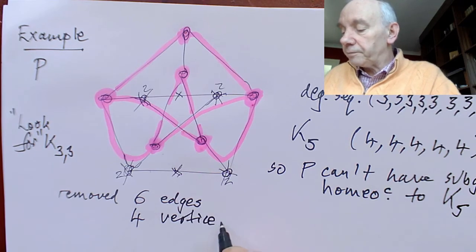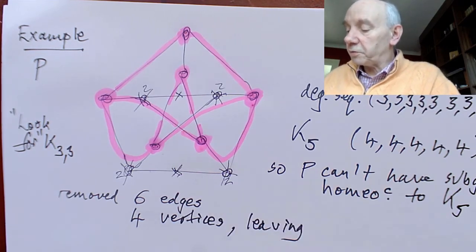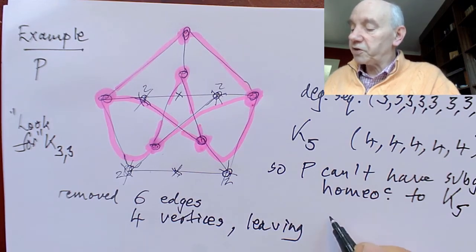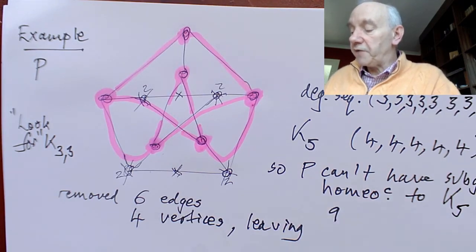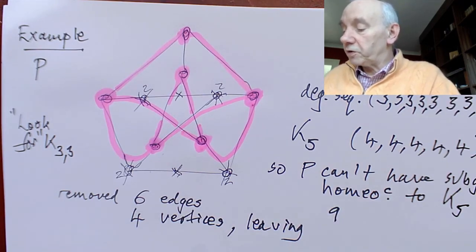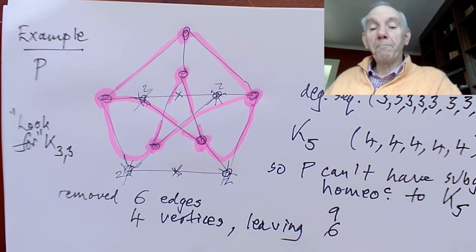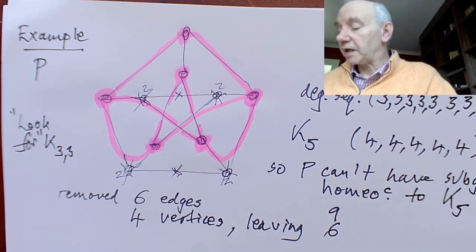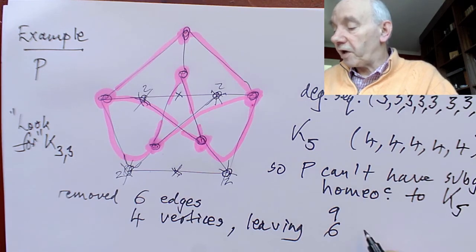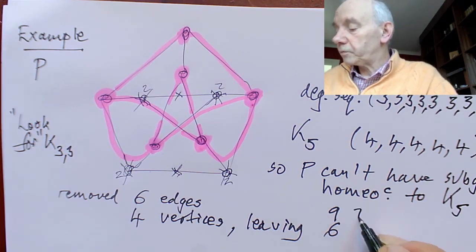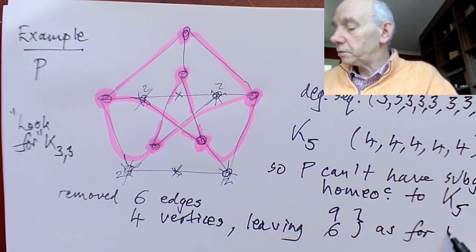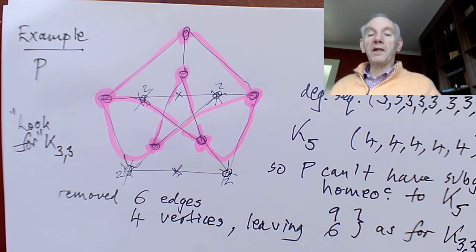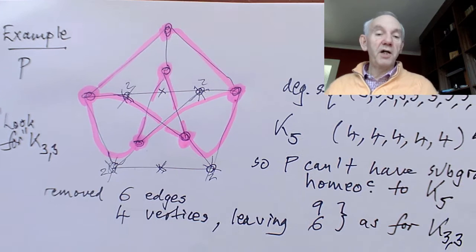So how many edges does that leave us? We started with 15, so it leaves 9 edges, and it leaves 10 minus 4, 6 vertices, which is exactly as for K5. Sorry, not K5, K3,3, which is what I'm after. And I claim this graph is K3,3.